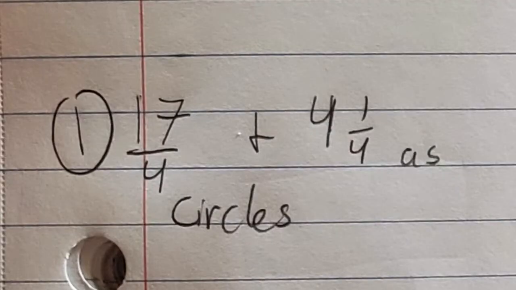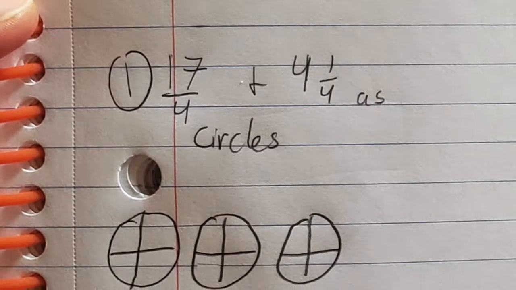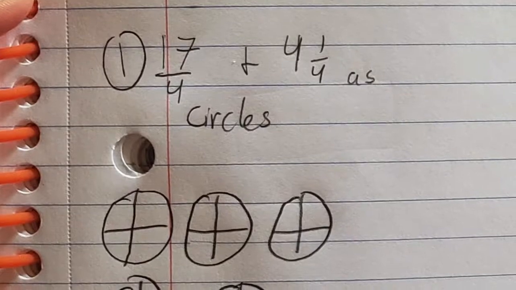You're going to get questions that ask you to basically do something along these lines. They're going to ask you to draw circles that show 17/4 equals 4 1/4. That's basically how they're going to word those. So what you're going to do is make circles, and while you're making these circles, you're going to divide them up by your denominator. In this case, our denominator is 4, so I'm going to draw circles and divide them into 4.